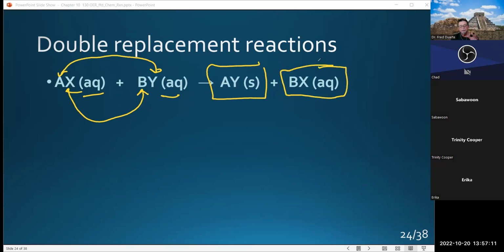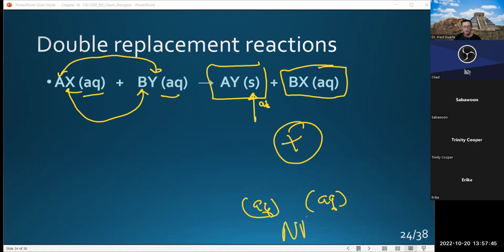Now, depending on the solubility of the products will determine whether the reaction is positive. This one is a positive reaction. Why? Because the way it demonstrates, we look up the solubility of AY, and it turns out that it's insoluble. We have a precipitate. Therefore, we have a positive reaction. If both of them by chance were aqueous, then we get no reaction. Both of the products are aqueous.